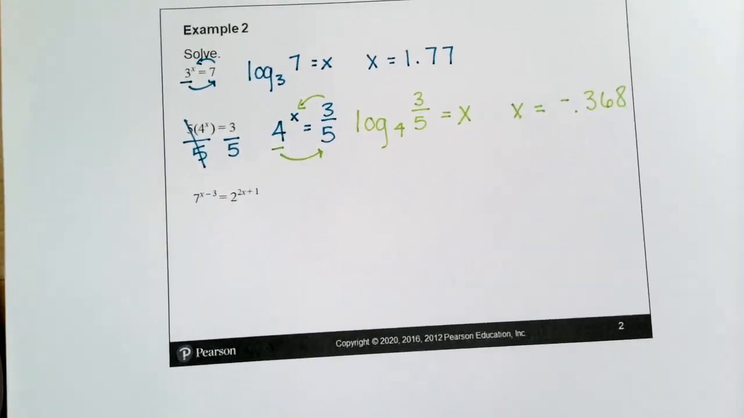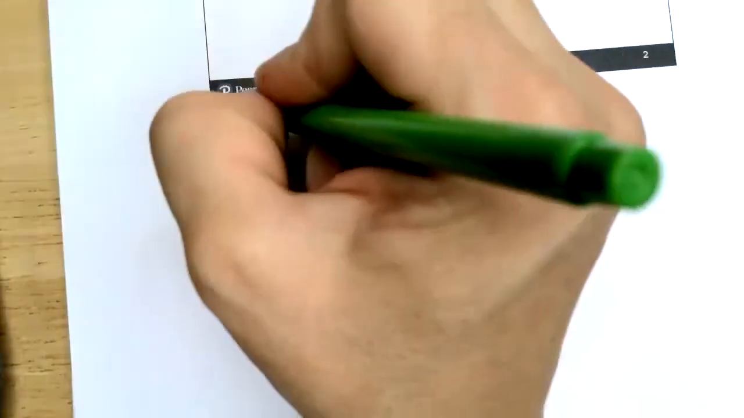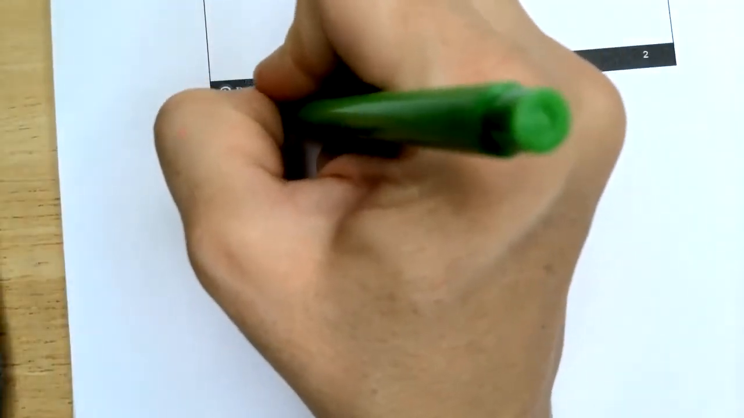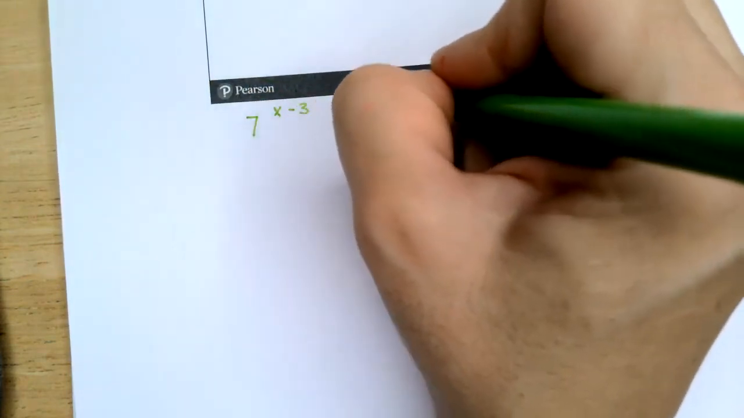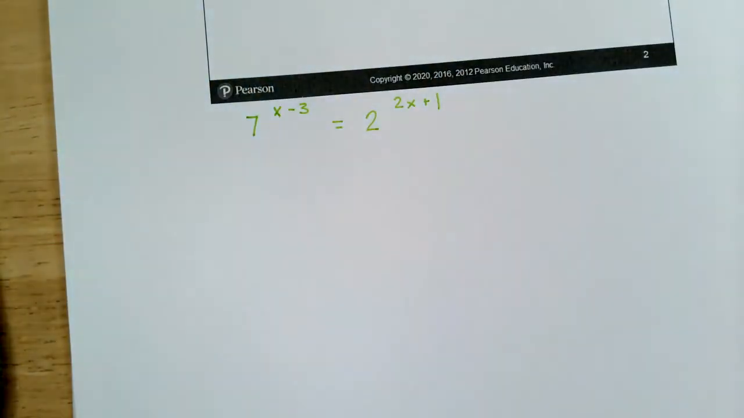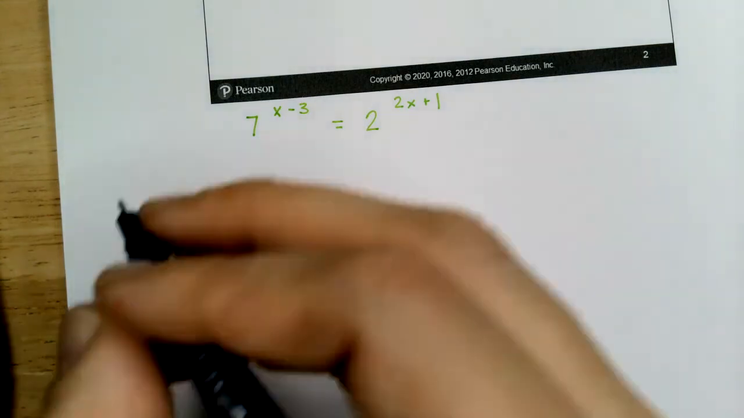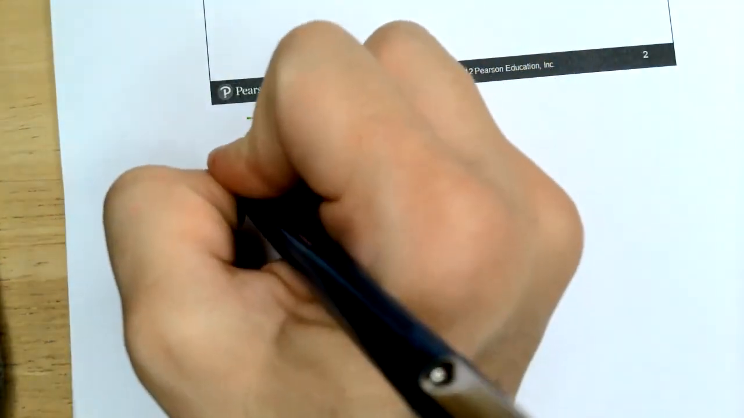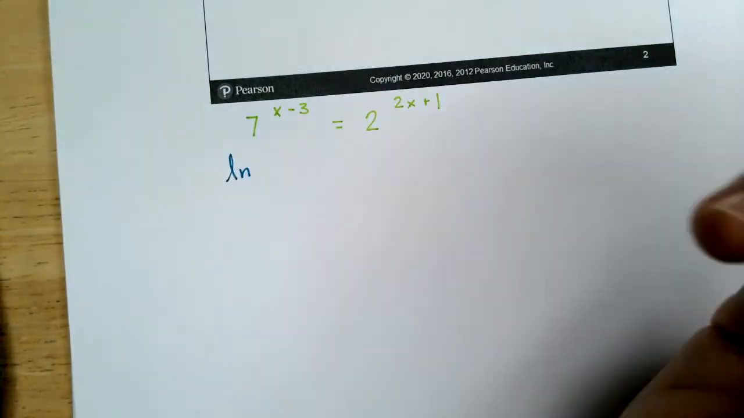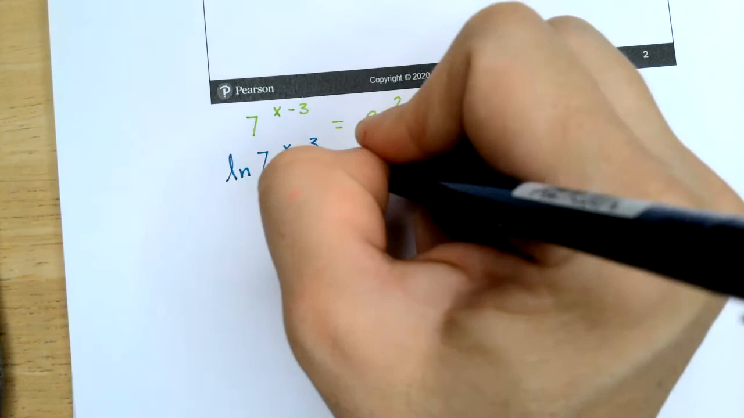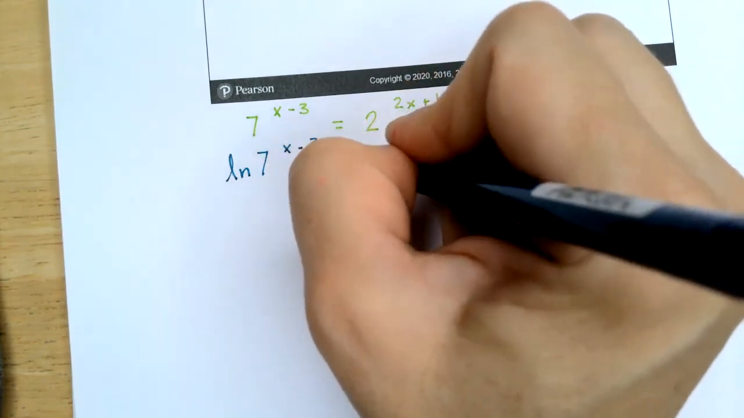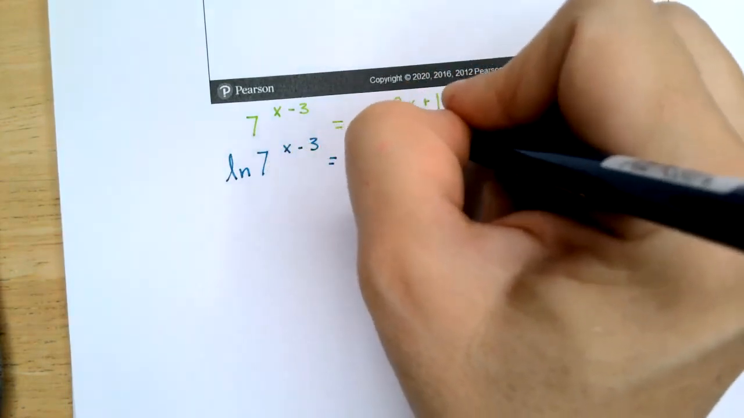So I have, and I'll just move it down here, 7 to the power of x minus 3 equals 2 to the power of 2x plus 1. And I'm going to take a log. It can be the log of anything. We tend to use the natural log, so I'm just going to take the natural log of 7 to the power of x minus 3 equals the natural log of 2 to the power of 2x plus 1.